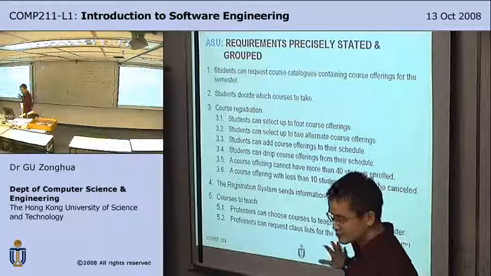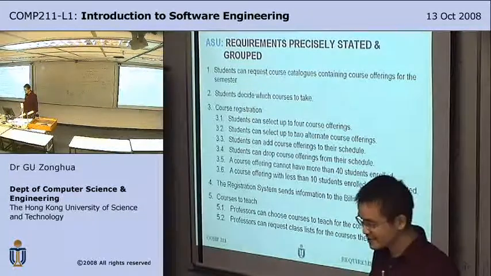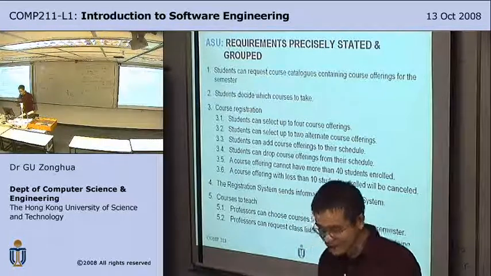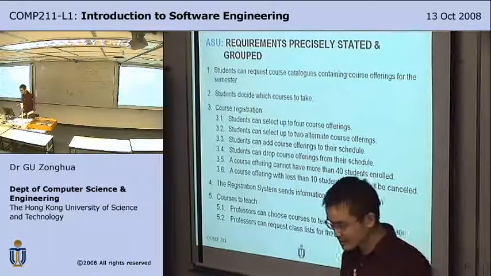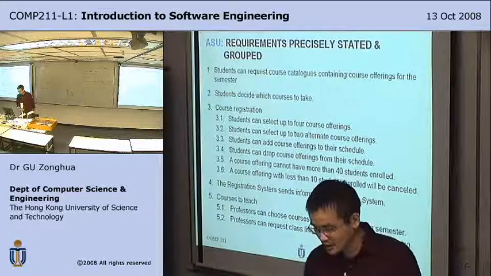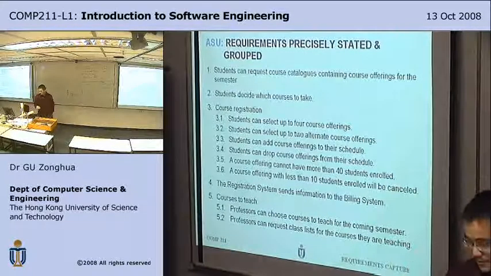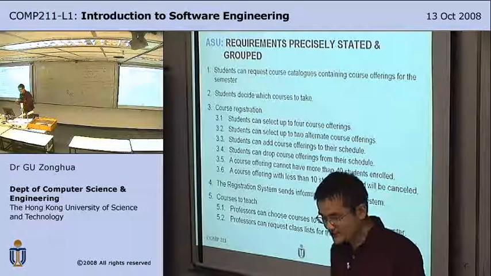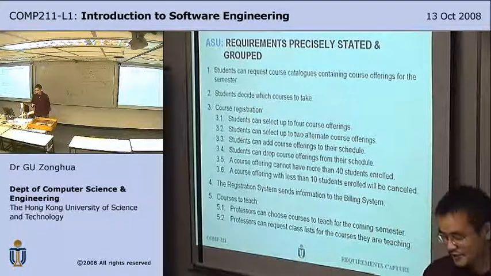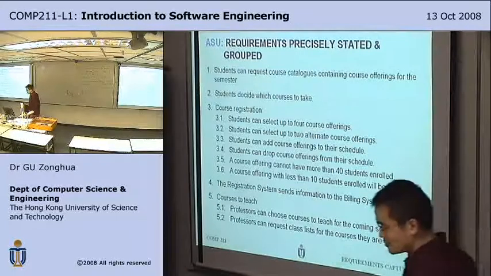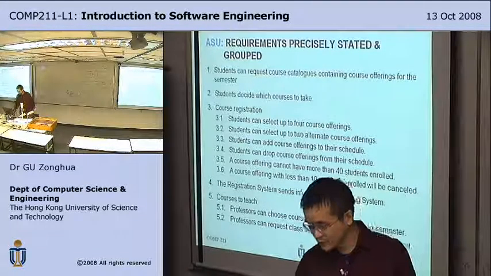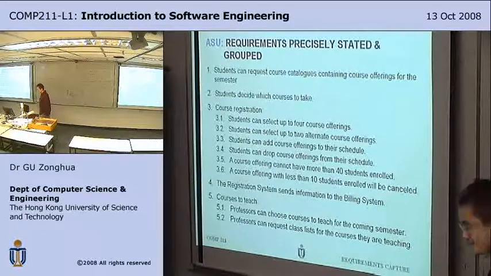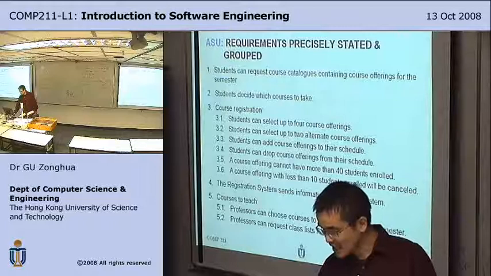And then you select up to 4 courses and select 2 alternative course offerings, and so on. And the registration system sends information to the billing system, and then courses to teach. Here, this requirements actually groups students register for courses and select courses to teach into the same flow, because they're very related, and you want to design acceptance tests to test both functionalities with one test.